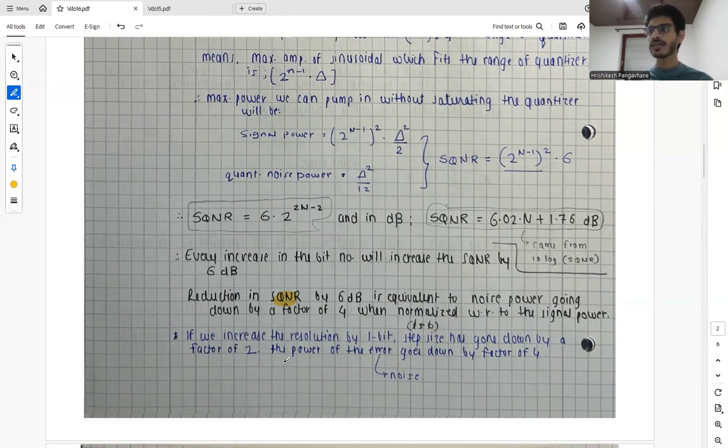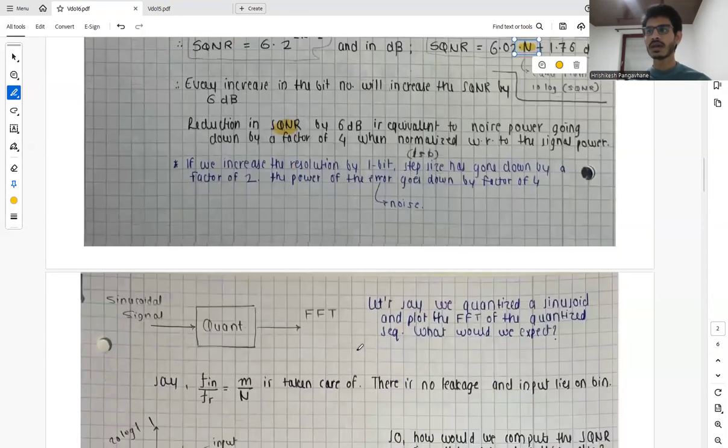So if we have increased the resolution by 1 bit, as we said earlier, every increase in the bit number will increase the SQNR by 6 dBs. So if we increase the resolution by 1 bit, the step size, basically the LSB, has gone down by a factor of 2, and the power of the error, which is basically the quantization noise, goes down by a factor of 4. So these sentences should make sense.